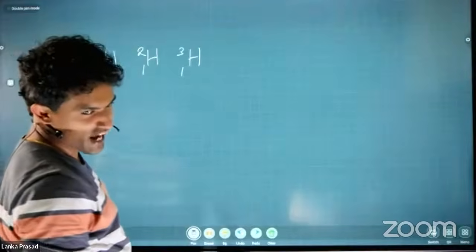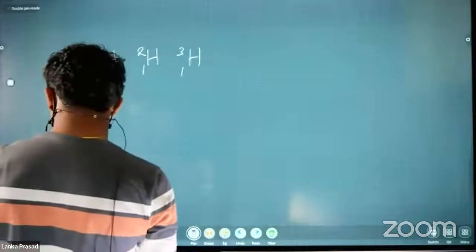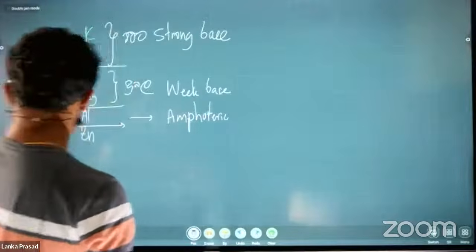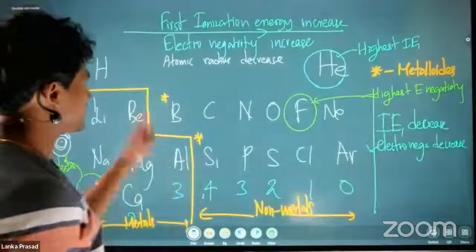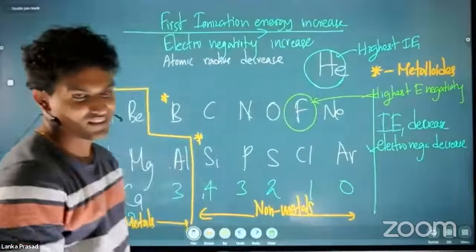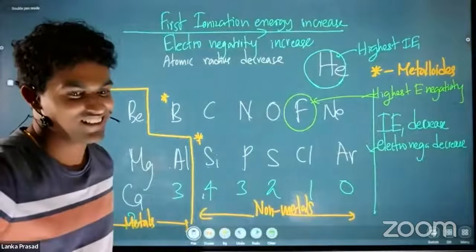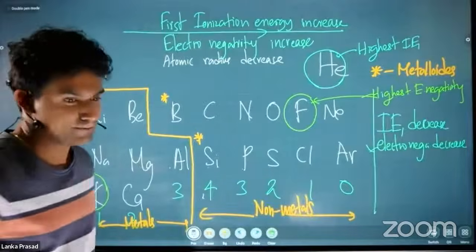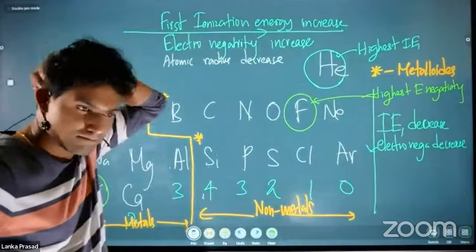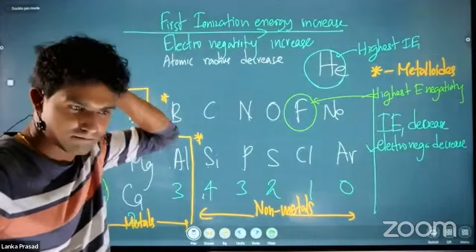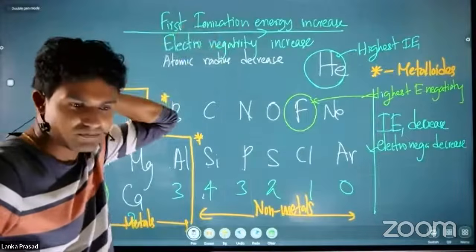Not atomic reaction, atomic radius. Okay, right? Okay, atomic radius. Not reaction, right? Okay, atomic radius. Okay.